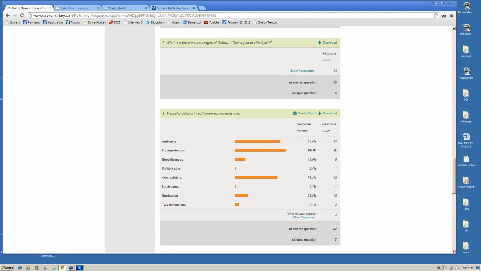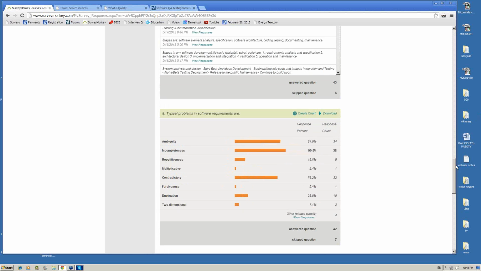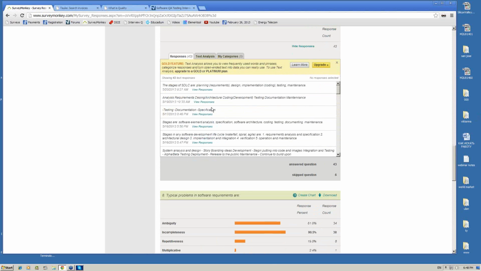What are common stages of software development lifecycle? So now, guys, it doesn't ask you for a definition. You do not have to say software development lifecycle is a conceptual model used in project management, which describes the software development process in stages. No. They ask you, give me the common stages. That's it. Just stages. The stages are planning.